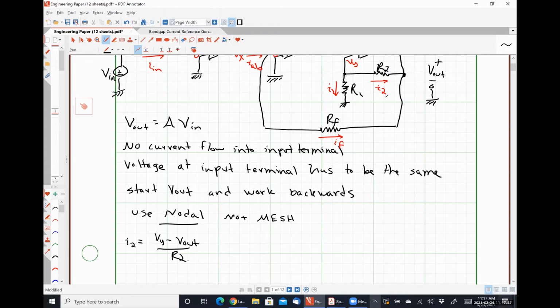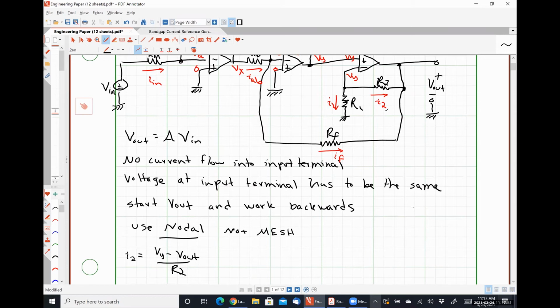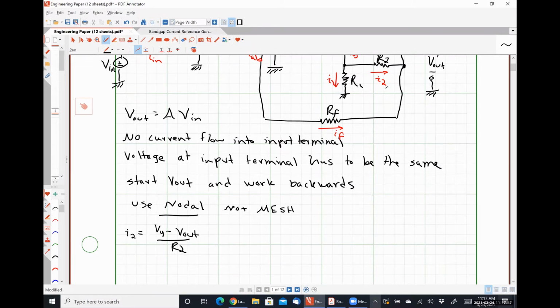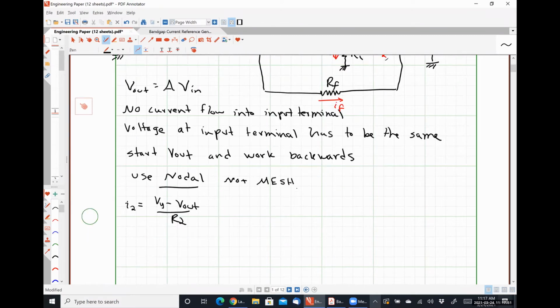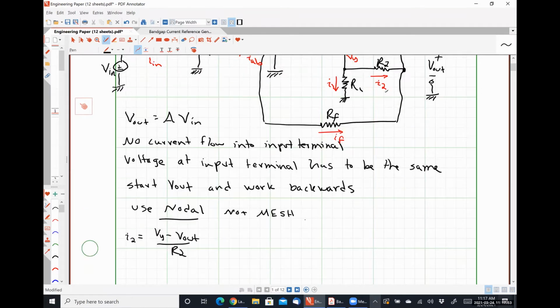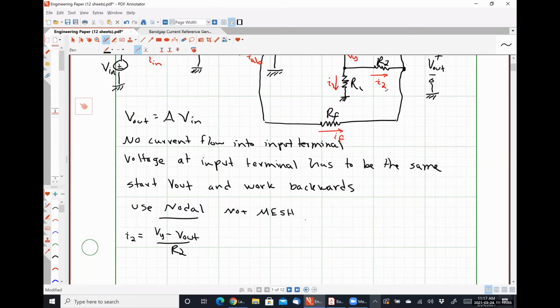I guess it's important to know what we're trying to do also. So right now we're trying to write an equation for V out in terms of VY, the input voltage. So we're going to write a small gain equation for V out, but we're going to do that using the currents. We also have I1 equals VY over R1. So this should be pretty easy so far.